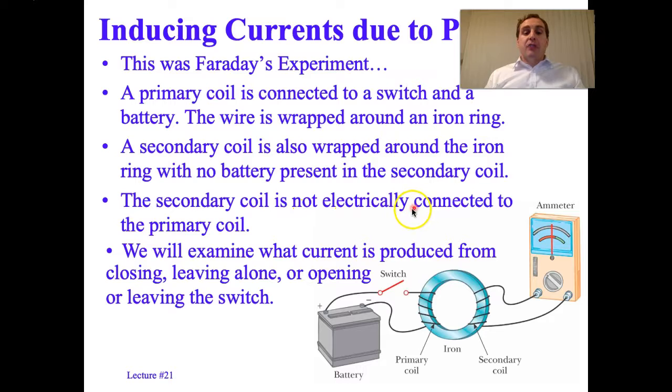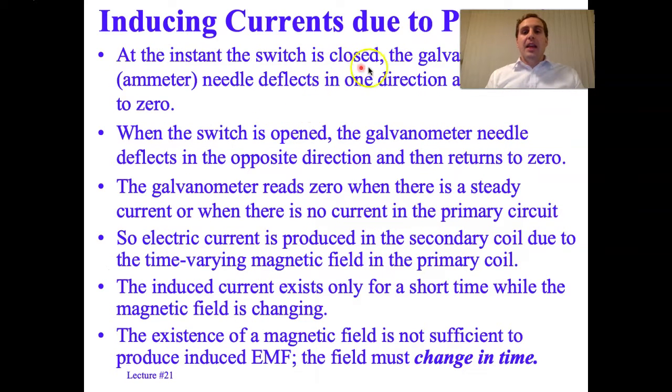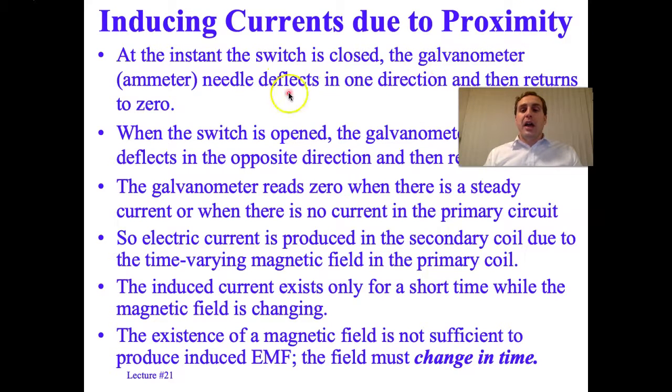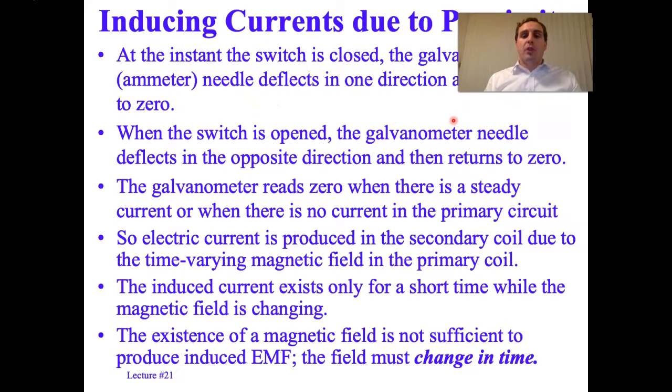The second coil is not electrically connected to the primary coil, and we'll examine what current is produced from closing, leaving alone, or opening the switch. At the instant the switch is closed, the galvanometer, which is very similar to an ammeter, has its needle deflect in one direction, then quickly return to zero. When the switch is opened, the galvanometer needle deflects in the opposite direction and then quickly returns to zero.